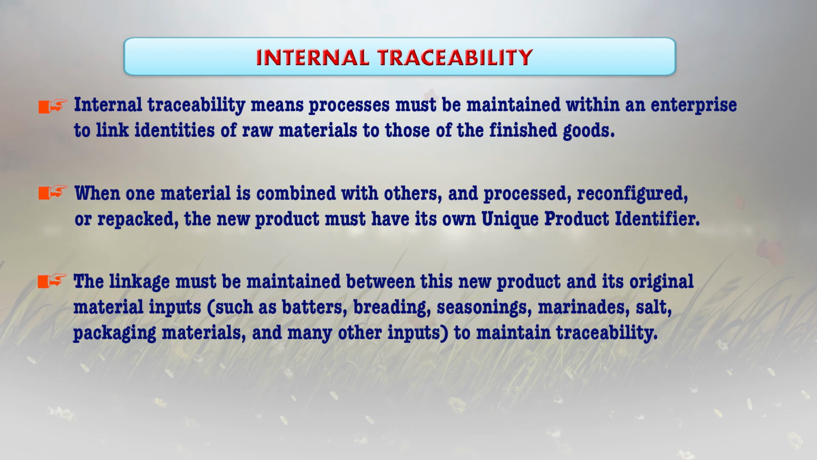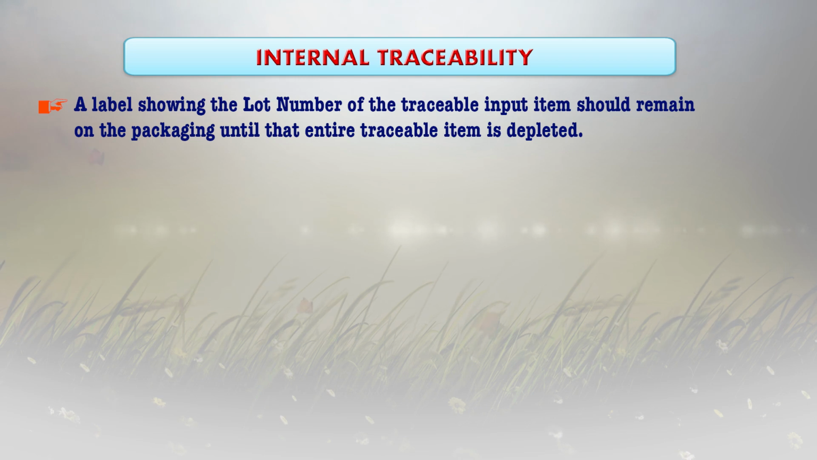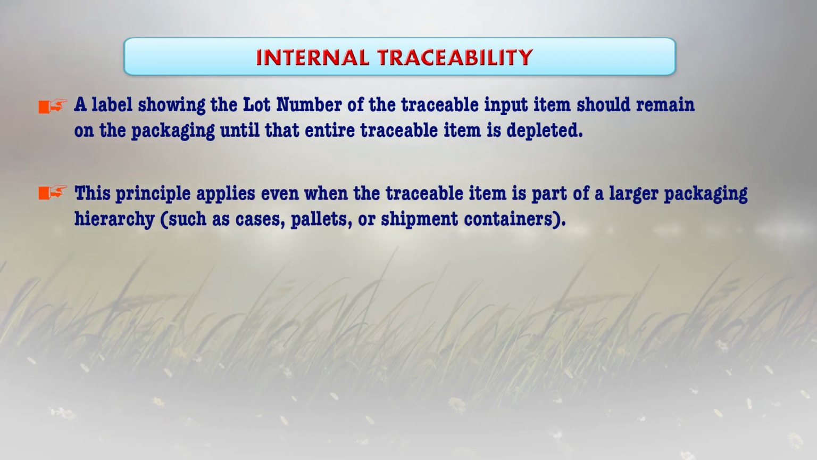to maintain the traceability. And a label shows that a lot number of the traceable input item should remain on the packaging unit until the entire traceable item is depleted. So, this principle applies even when the traceable item is a part of a larger packing hierarchy like pallets or the shipment containers or the transportation mechanism. So, all these are types of internal as well as external traceability systems.